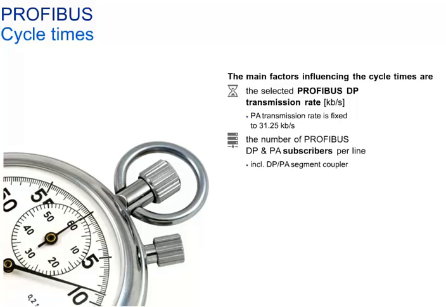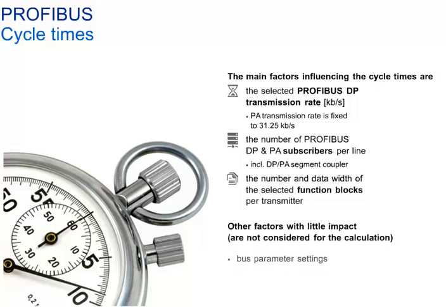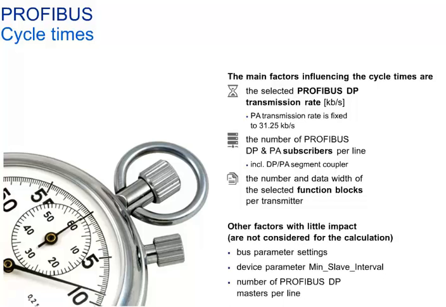The number of Profibus DP and PA subscribers per line. The fewer devices used, the higher the transmission rate, but by this you need to build more lines and DP master. The number and data width of the selected function blocks per transmitter. The fewer function blocks used, the higher the transmission rate. But at the same time, you cannot take full advantage of the entire range of possibilities offered by advanced smart field devices. There are also other factors which can affect the cycle time. However, they are of minor impact and are not considered for cycle time calculation.